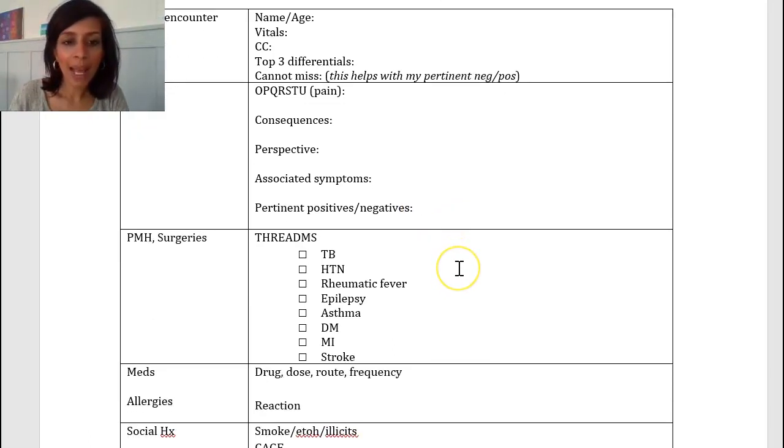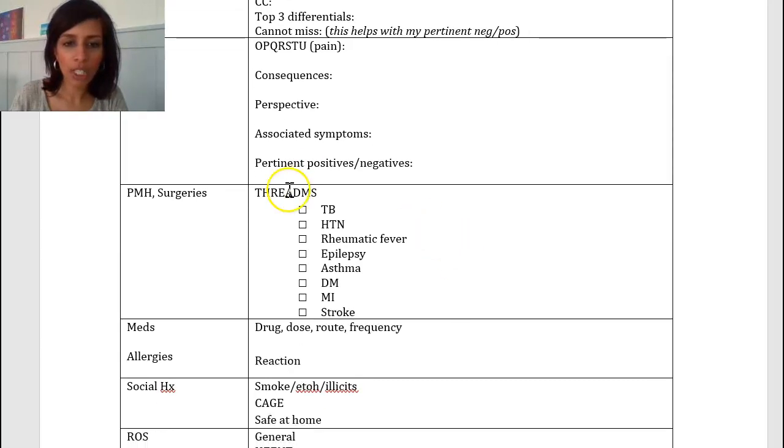Now, when I'm asking about past histories, I've created a mnemonic for myself that I always ask every patient. I created this many years ago, and so I've gotten into the habit of using it. You may create a different mnemonic or whatever is useful to you. And so I always ask every patient if they've ever had a history of tuberculosis, high blood pressure, rheumatic fever, etc., etc. And I jot those down as I go. Of course, it changes based on the disease process that I'm working with too.